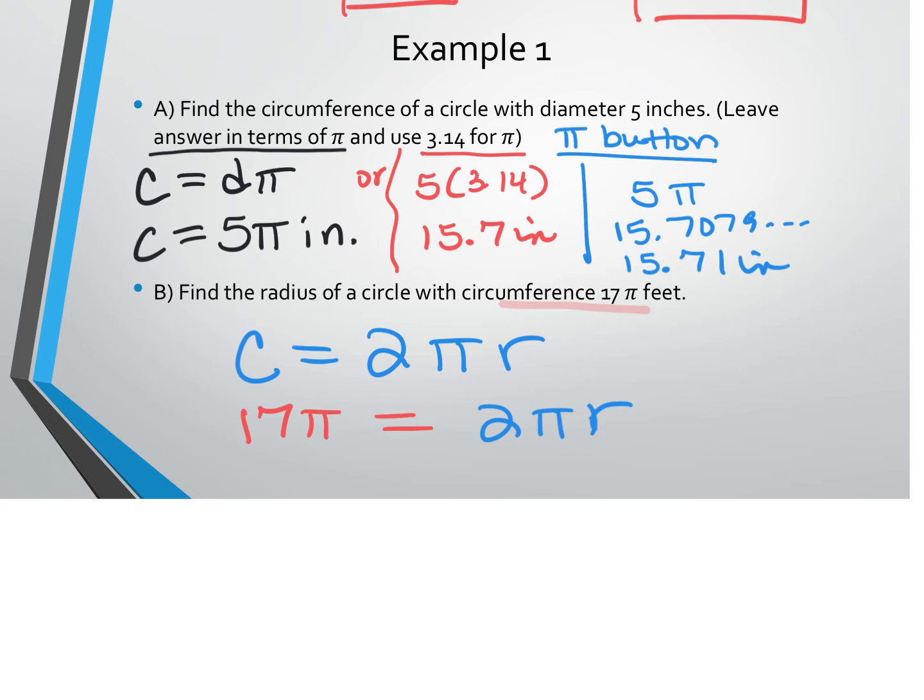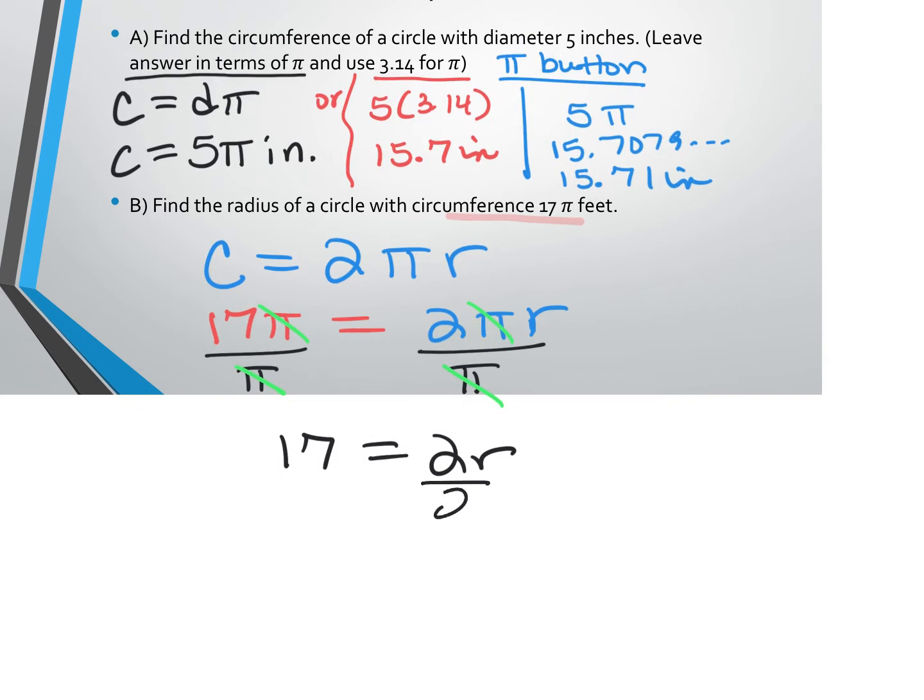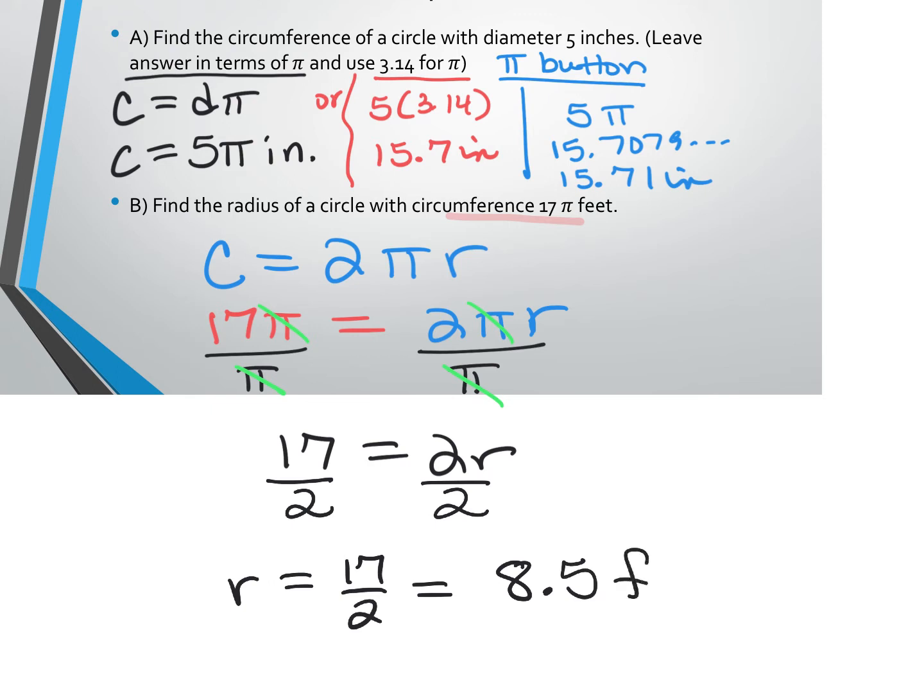You could actually divide both sides by 2 pi at the same time, but let me just do it step by step. If I divide both sides by pi, notice the pi's cancel on both sides. And now I'm left with 17 is equal to 2r. Divide by 2. And r is equal to 17 over 2. I'm going to divide it, and I get 8.5, and these are feet.